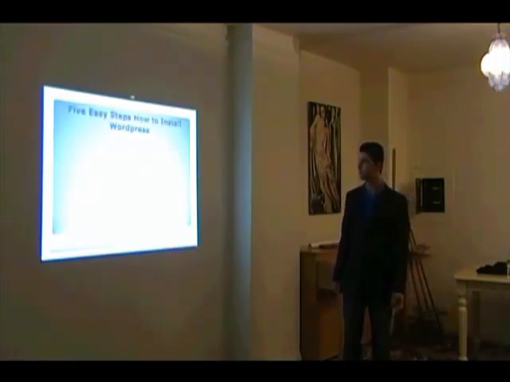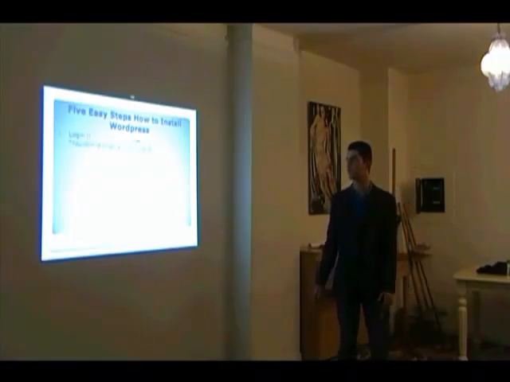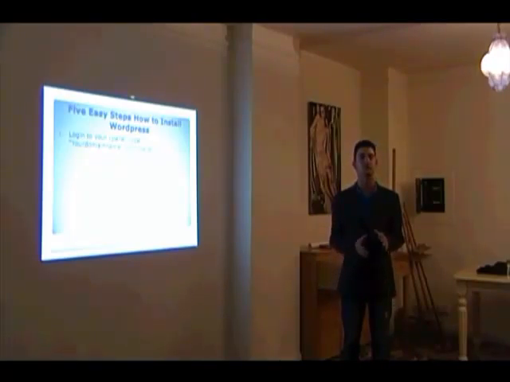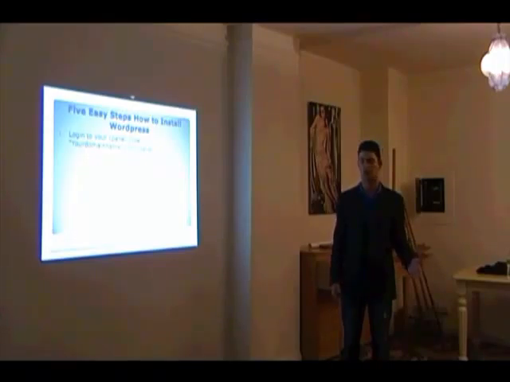Next slide. So 5 easy steps how to install the WordPress blog. Okay, here we go. So you're going to log in after you register your domain name and got the hosting. You're going to log into your cPanel. Okay? This is not to be confused with the back end of the website, which you're going to be creating. This is your cPanel, which basically allows you to install the actual website.